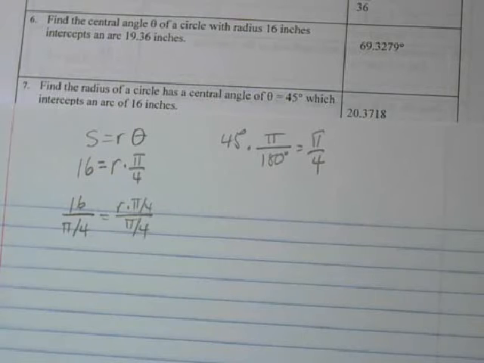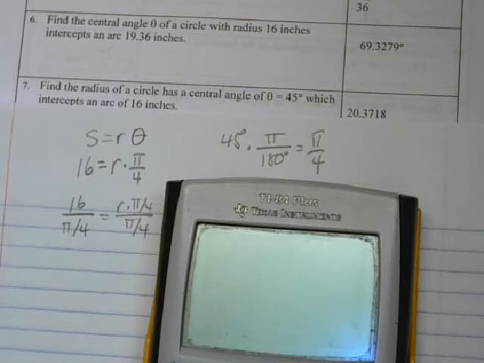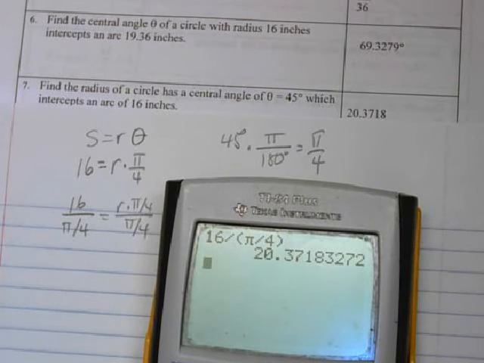Now, it's going to be very easy to make a mistake on entering this into the calculator. You need to put parentheses around the pi over 4. If you don't, you're going to get a different answer that's wrong. You can see that our answer matches. We get about 20.37 inches.